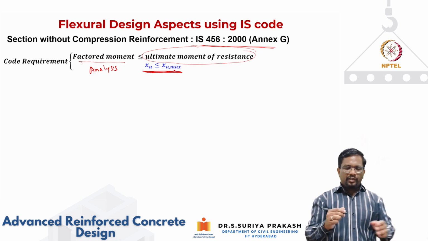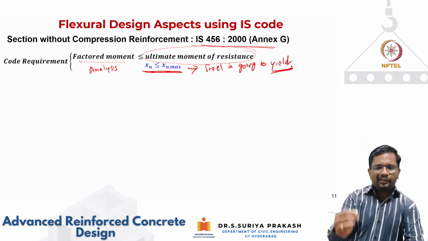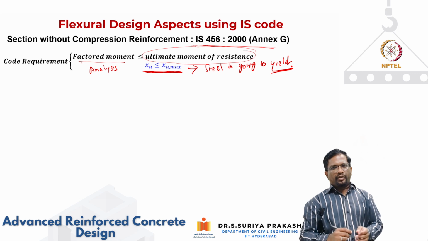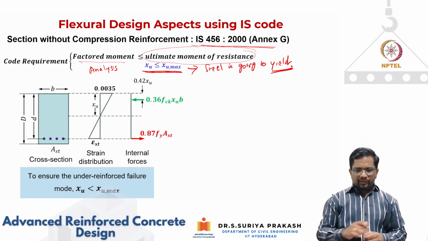Again, why is that? To make sure that the steel is going to yield. The yield strain is specified by the code. That's what we saw: it is 0.002 plus 0.87 fy by the elastic modulus. So this is the procedure.